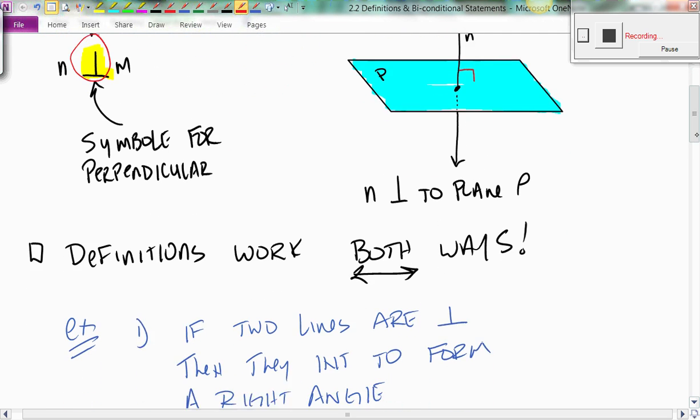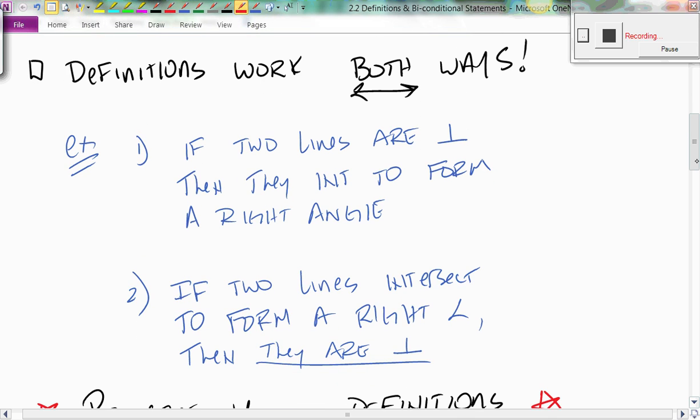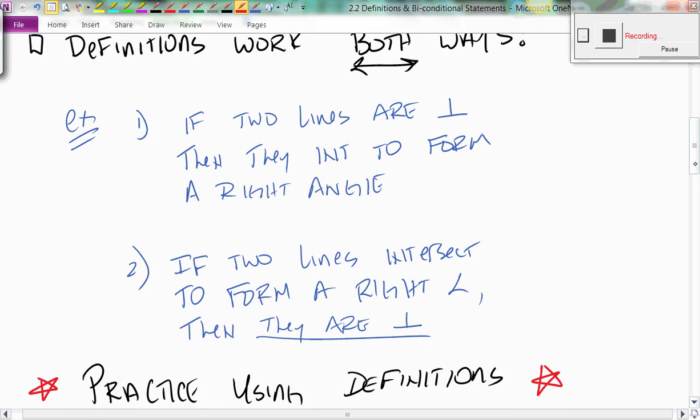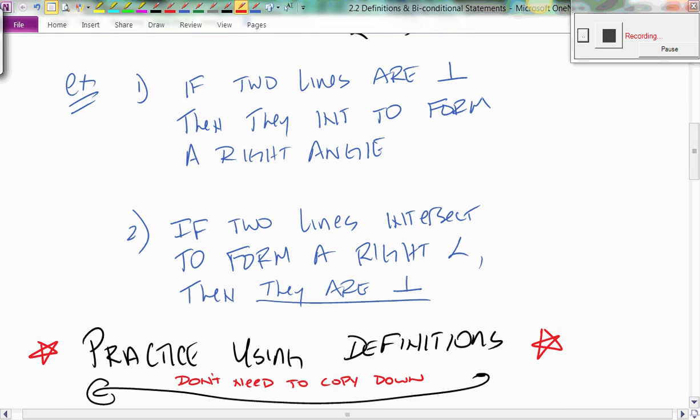Okay, then we talked about how definitions can work both ways, right? So, example, if two lines are perpendicular, then they intersect to form a right angle. But we can also say if two lines intersect to form a right angle, then they are perpendicular. So they work both ways, frontwards and backwards.